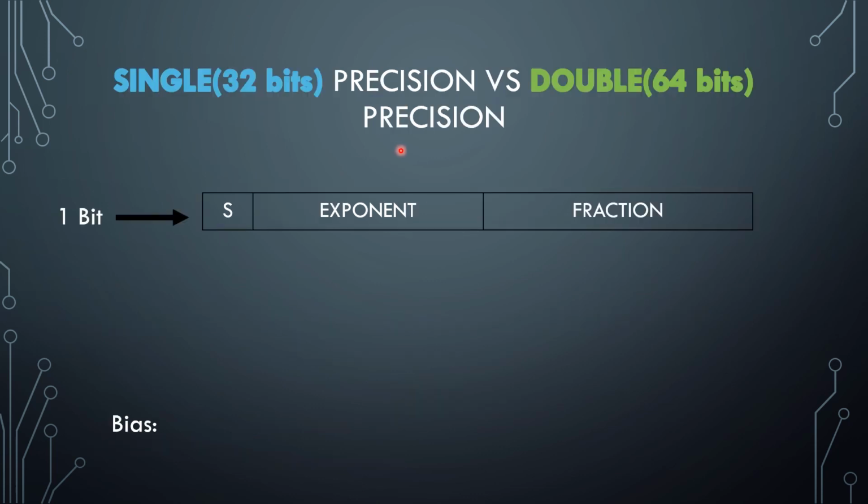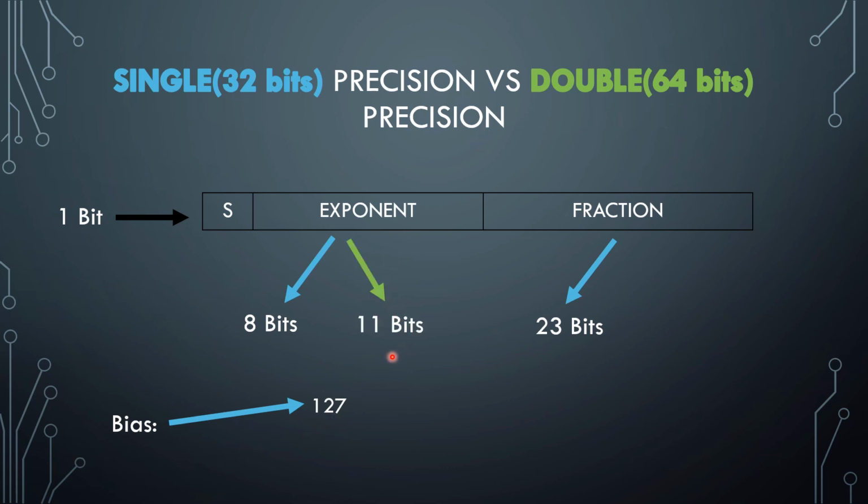What if we apply what was said on the previous slide on single precision and double precision? First of all, the sign bit is always 1 bit. The exponent is 8 bits, the fraction is 23 bits, and the bias is 127. For the double precision, the exponent is 11 bits, the fraction is 52 bits, and the bias is 1023. This will be clearer with the examples later on.